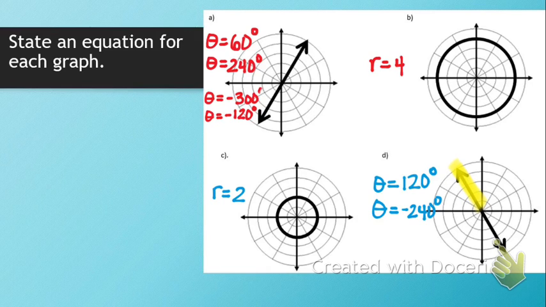Now, the piece that's in quadrant 4, this piece, that could be theta equals what? 300. Or as a negative angle, that would be what? Negative 60. And that is your introduction to polars.